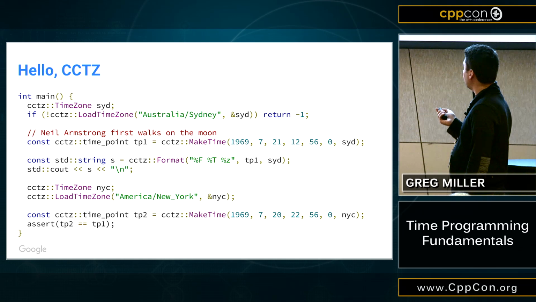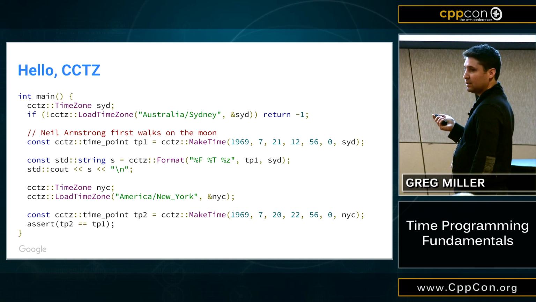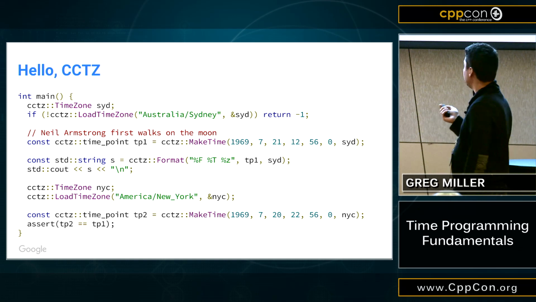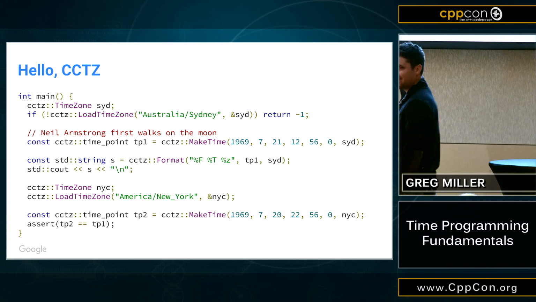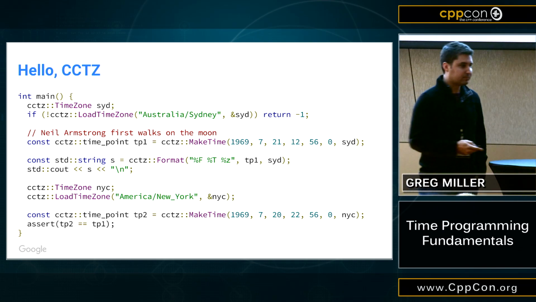And here we're going to call make time again. And I'm going to pass in a different civil time. So here I'm passing July 20th at 10:56 in the evening in New York, and that gives me another absolute time. But these two time points are guaranteed to be identical. This civil time in New York and this civil time in Sydney correspond to the exact same absolute time.